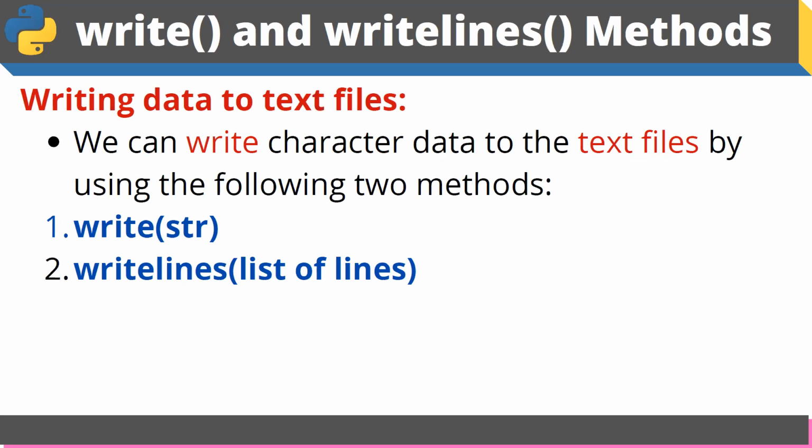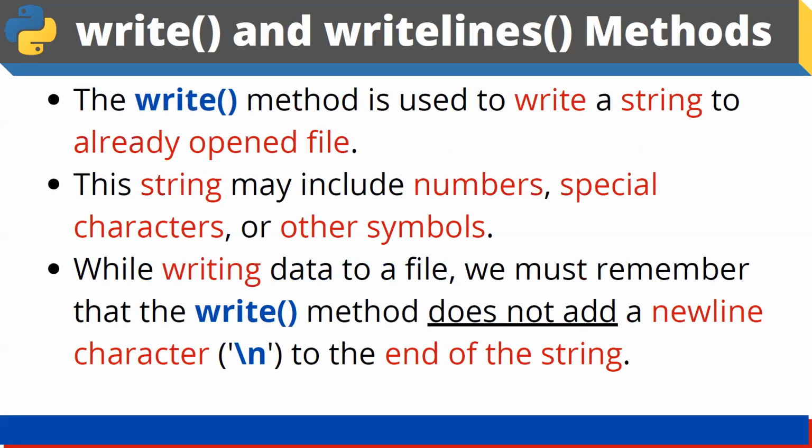How do we write data to a text file? We can write character data to text files by using two methods. The first one is the write method, whose argument is a string. The second is the writelines method, whose argument is a list of lines. The write method is used to write a string to an already opened file. This string may include numbers, special characters, or other symbols.